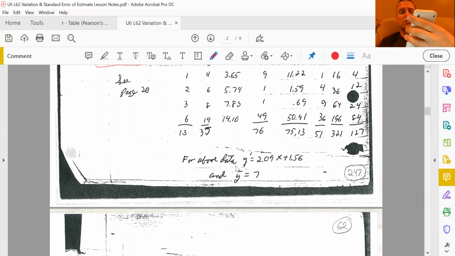Cool. Hit Enter again, and it gives you all the information you would have gotten if you hit Lin Reg. It gives you A, B, and R. How cool is that? Look at the equation on the bottom of the screen here. 2.09x plus 1.56. That is the same thing right here, 2.09 and 1.56. Wow, cool. And then the last but not least, the R was 0.996.